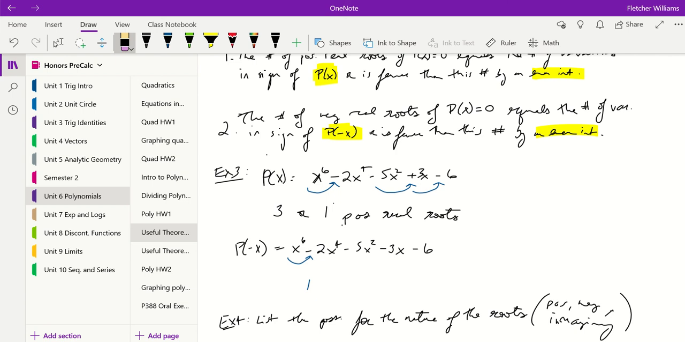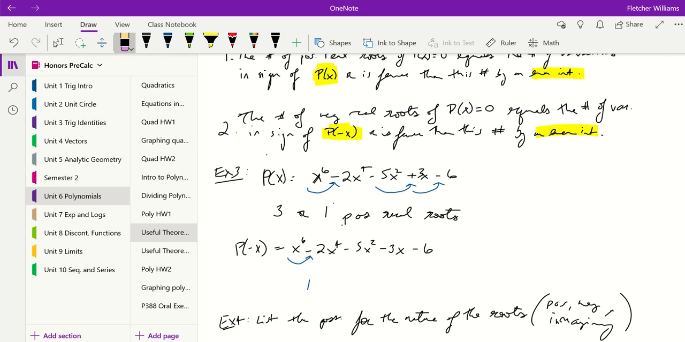Okay, so you count how many sign changes from the original polynomial. That tells you how many possible positive real roots. Then you put in negative x for all of your x's. Right, so if there are odd powers of x, it switches the sign. Then you count how many sign changes. That tells you how many possible negative real roots.